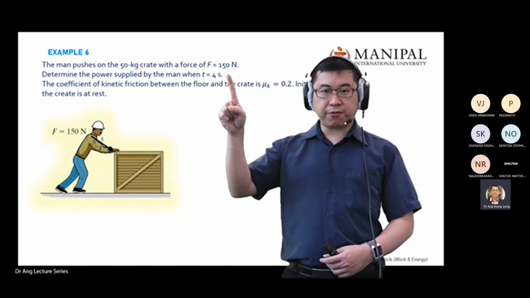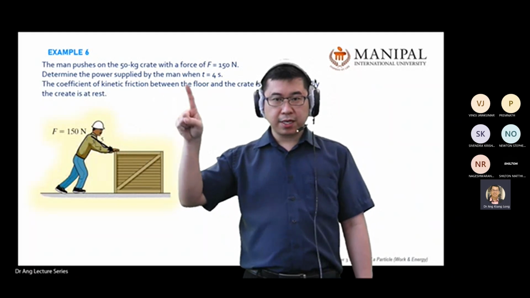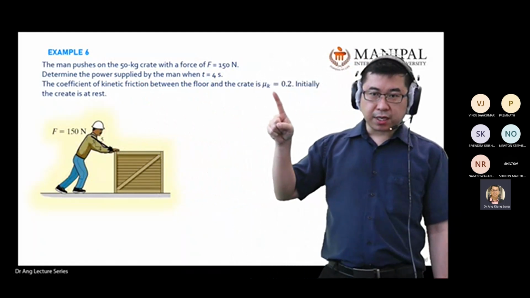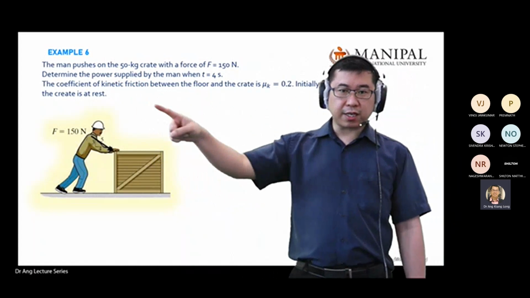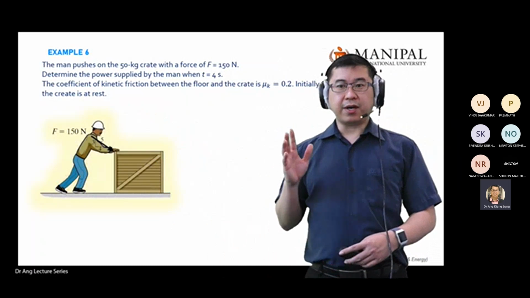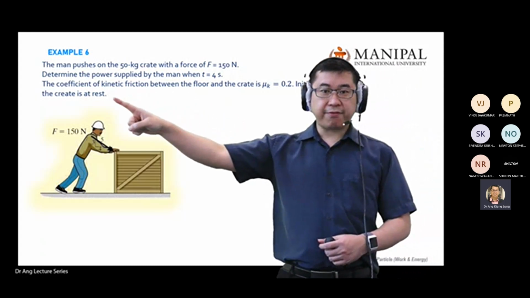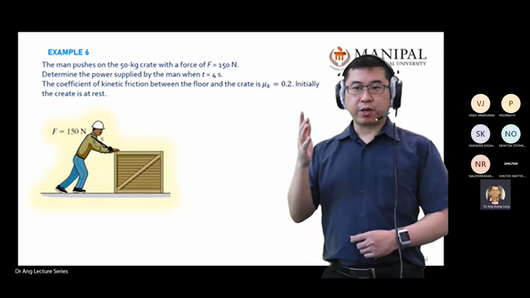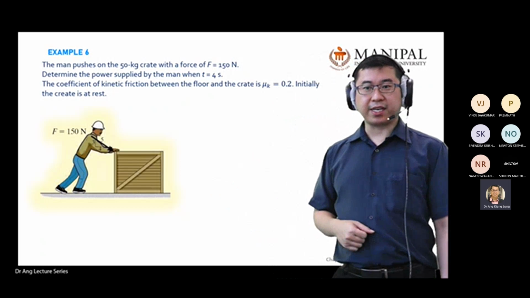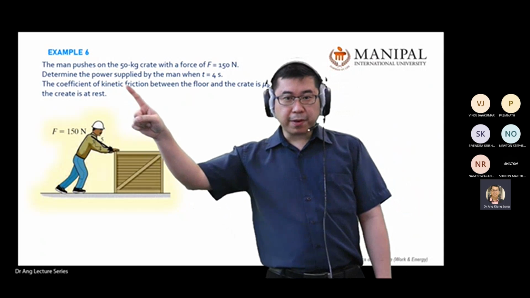With a force of 150 Newton, determine the power supplied by the man to the box when time equals 4 seconds. Coefficient of friction is 0.2. Initially, the crate is at rest. Okay. Now, up to this stage, what information do you have? You have mass, you have velocity, so you get kinetic energy, half mv square. You have energy there. And just now, it asks you to find power.